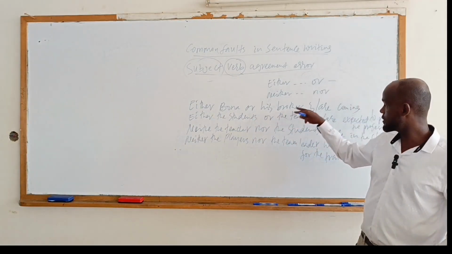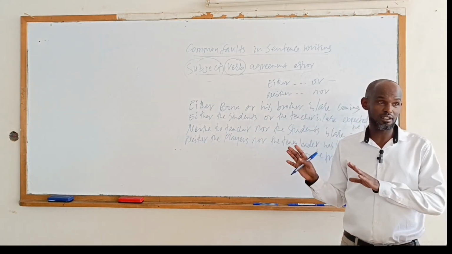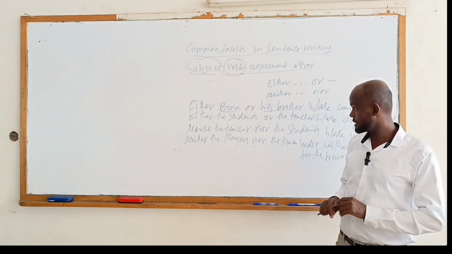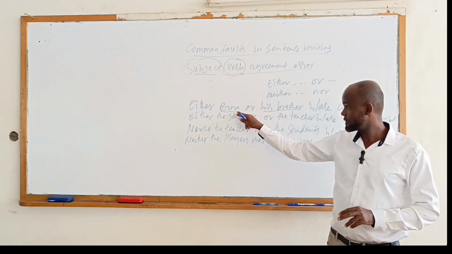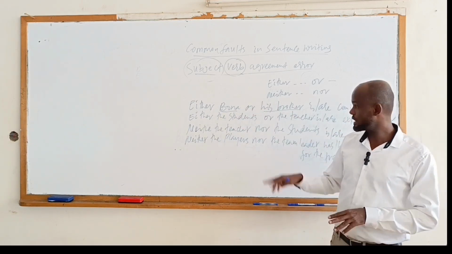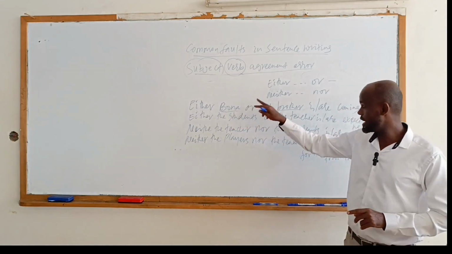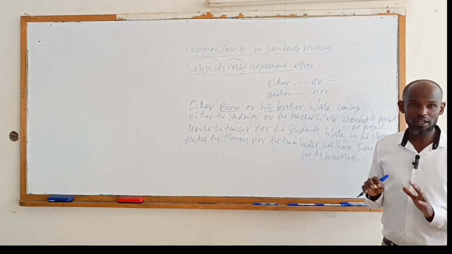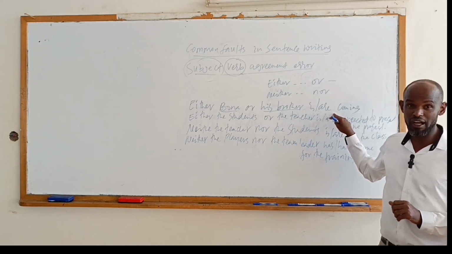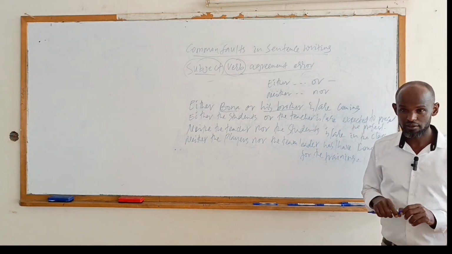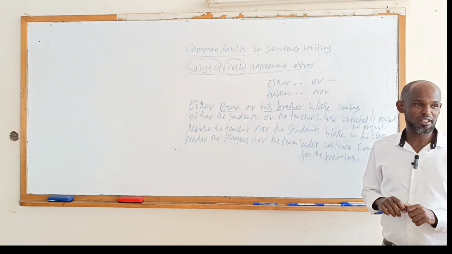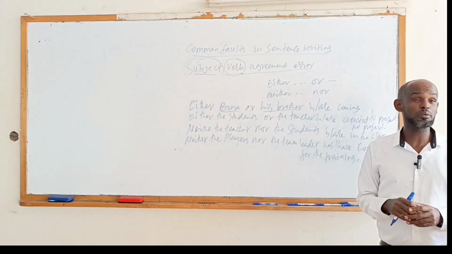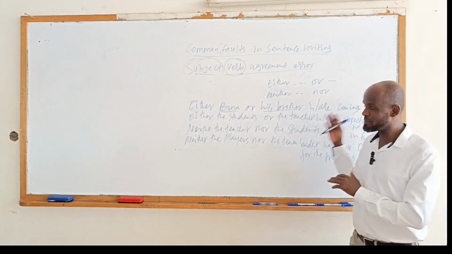Either Bona or his brothers. How many subjects are there? Two. Bona, his brother. These two subjects are combined together with the help of either...or. Now, which one is the correct answer? Is or are? Why is? We select only one. Which one do we select? We choose one of the two, but which one?